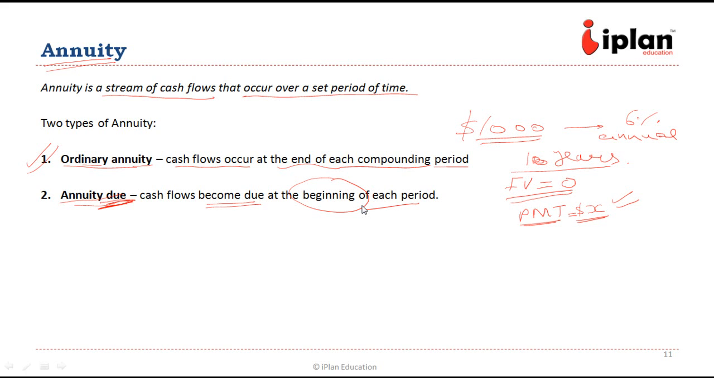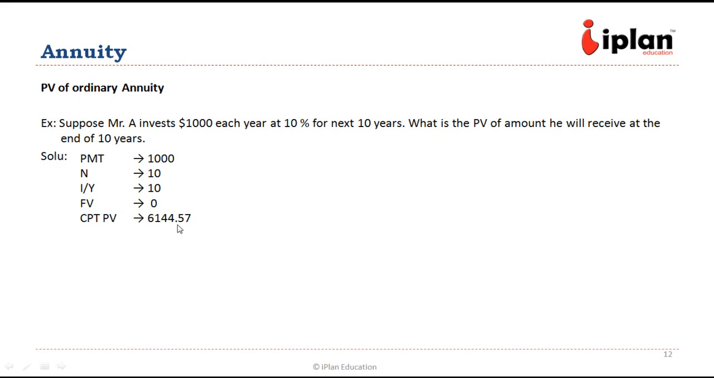Now let us take a numerical example to understand it better. Mr. A invests $1,000 each year at 10% for the next 10 years. And what is the present value of the amount he will receive at the end of 10 years? The amount which he could receive at the end of 10 years should be converted into present value.